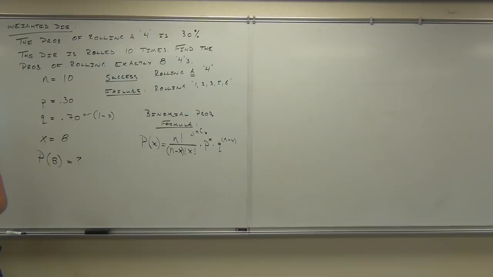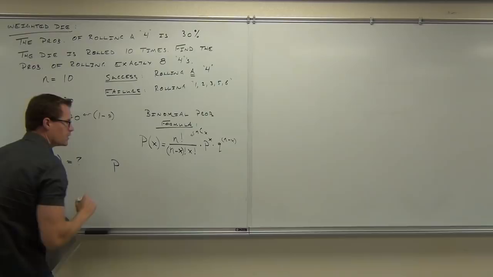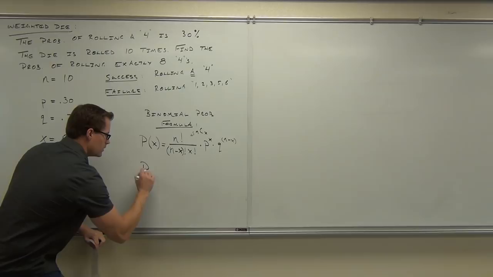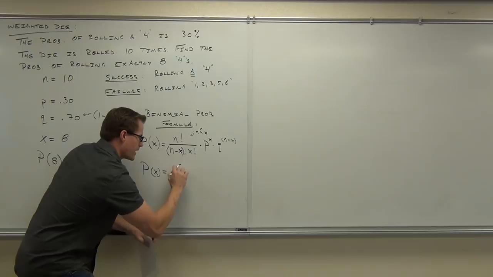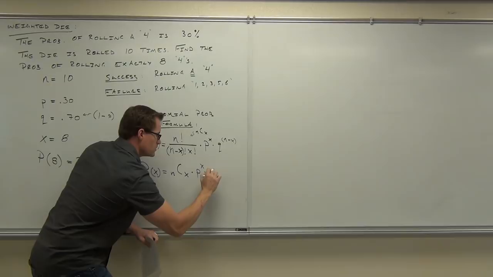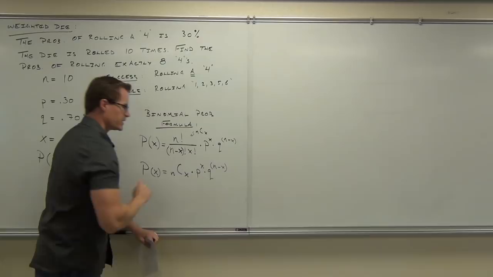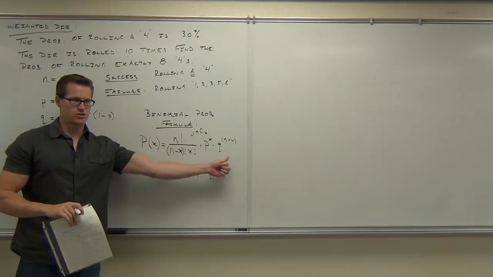So we want the probability, oh, by the way, if you want to make this a little more concise, I'll let you. Instead of doing all this work, because your calculator will actually do that, won't it? Let's just call it that. Let's do ncx times p of x times q n minus x. That's a little bit easier to accomplish on your calculator. We know how to do this. That's just an exponent. I'm going to do that over there so we can see it a little bit better.